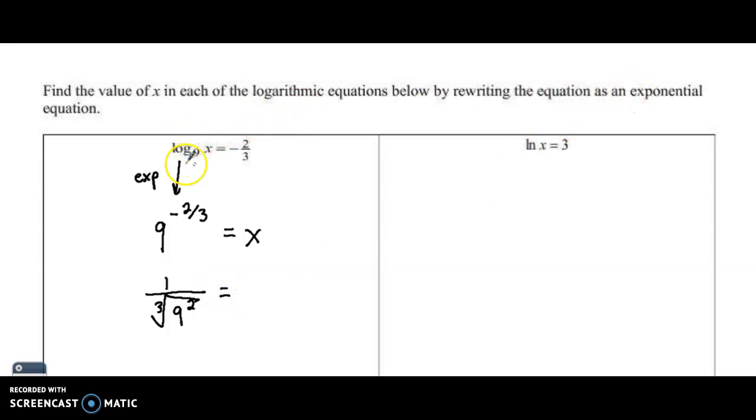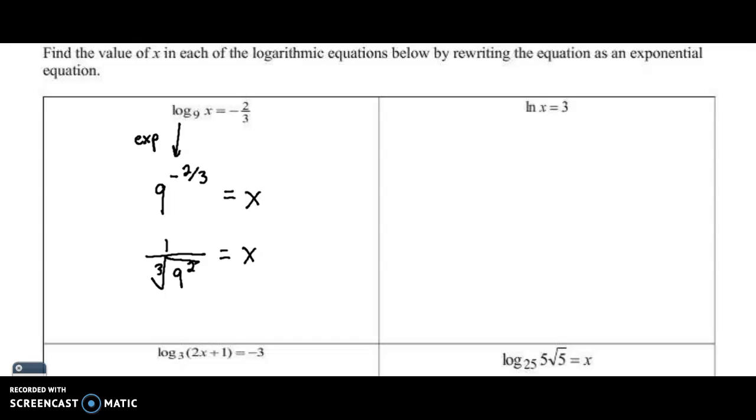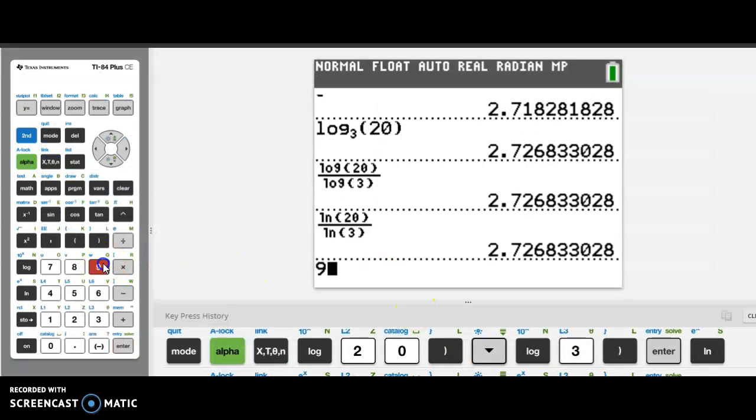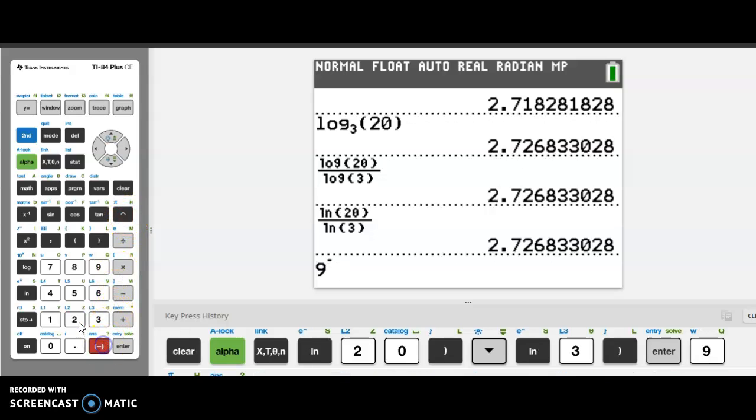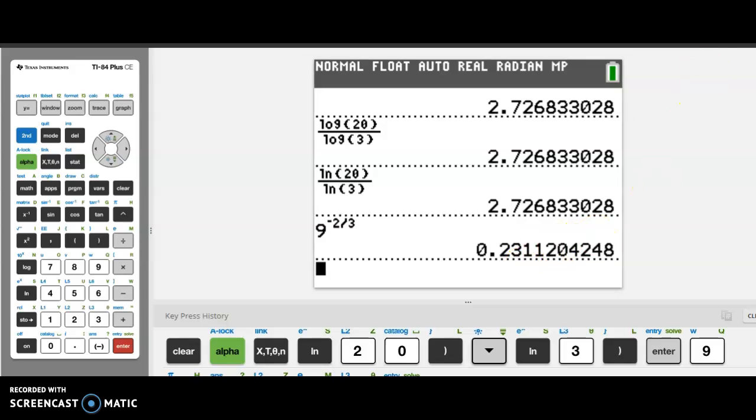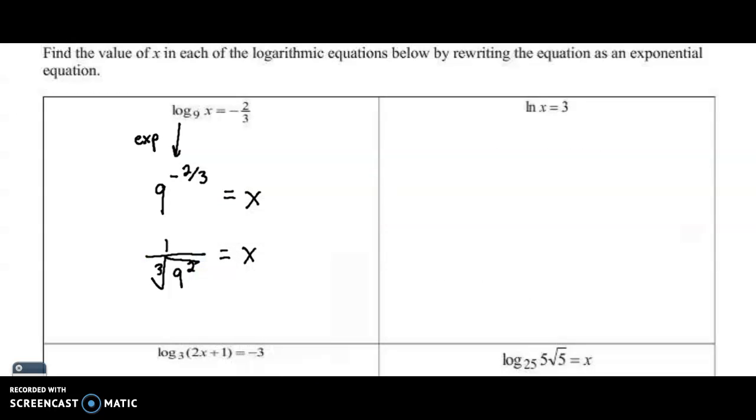Now, at this moment, I'd be fine if you just left your answer like that. I'm not worried about you rationalizing denominators. But if you were to use a calculator, you could just type in 9 to the negative 2/3 power to get your decimal, 0.231. And double check that your answer makes sense.